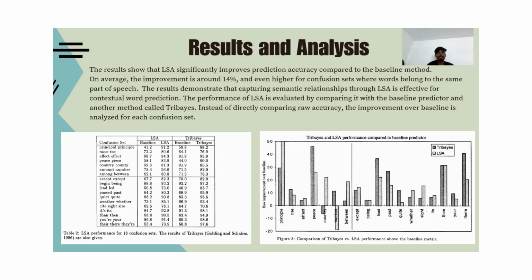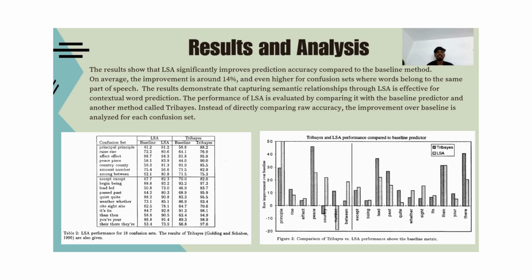As we compare LSA with Tribase, we see that Tribase sometimes achieves higher accuracy in certain confusion sets. This is because Tribase incorporates probabilistic and syntactic information, which gives it an advantage in cases where grammatical structure plays a significant role. However, despite this, LSA still performs competitively and consistently beats the baseline method.